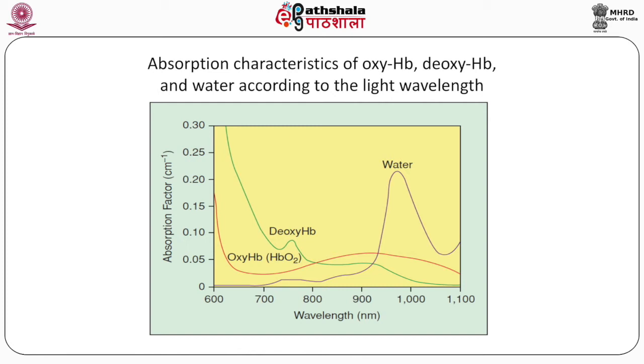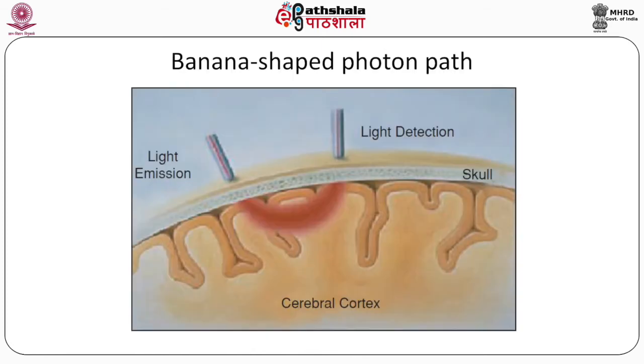Here we can see that oxyhemoglobin and deoxyhemoglobin have very distinct optical properties in the range of 700 to 900 nanometers. The difference in this particular wavelength range can be used to assess their amount in this technique of fNIRS. Whereas water has its peak at a wavelength of around 1000 nanometers. So there is a difference between both oxyhemoglobin and deoxyhemoglobin and water, and also a difference amongst them, the oxyhemoglobin and deoxyhemoglobin.